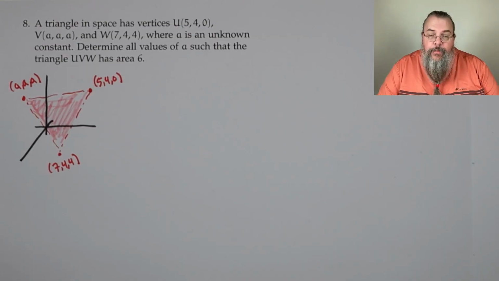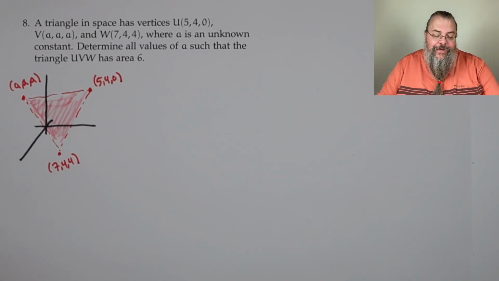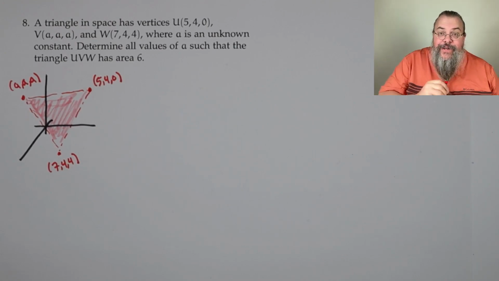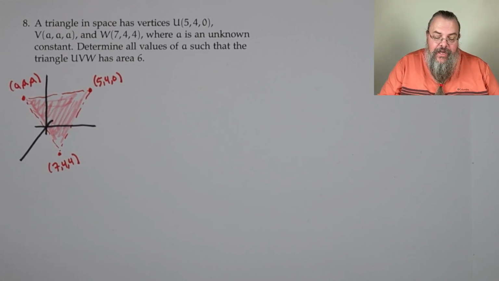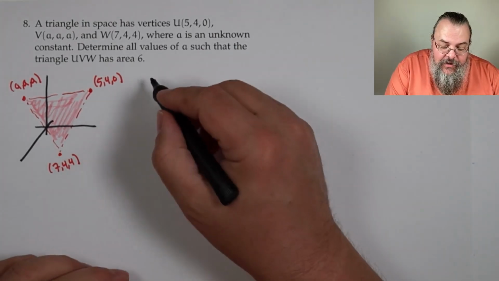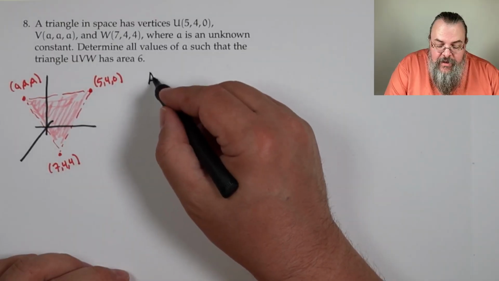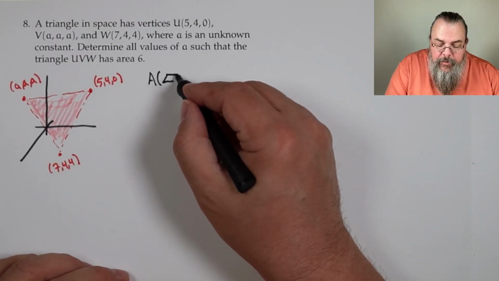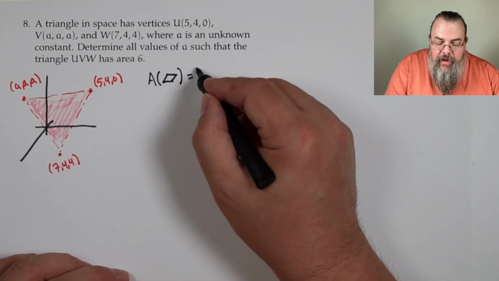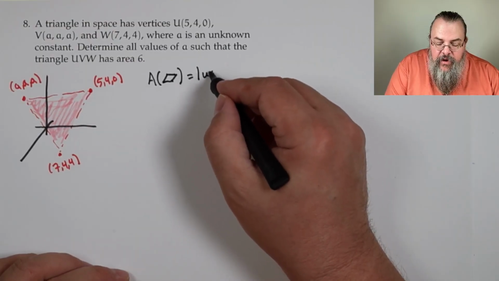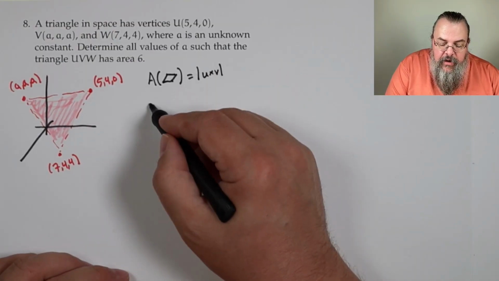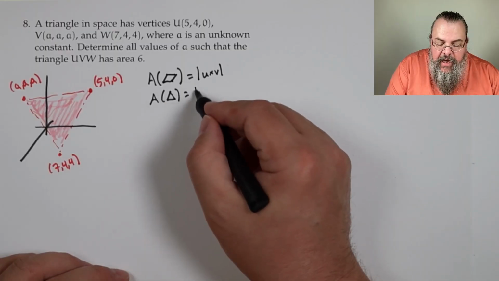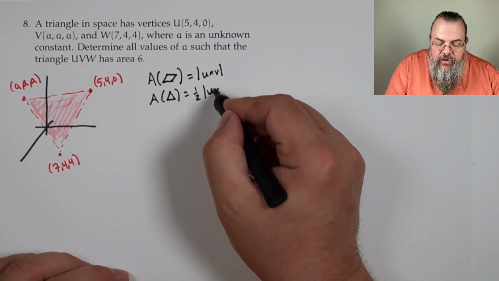Okay, well, we can do this. How do you find areas of triangles? Well, it relates back to the cross product. So the area of a triangle, and well, really, if you start with the area of a parallelogram, that's the magnitude of U cross V. So the area of a triangle is half of the magnitude of U cross V.